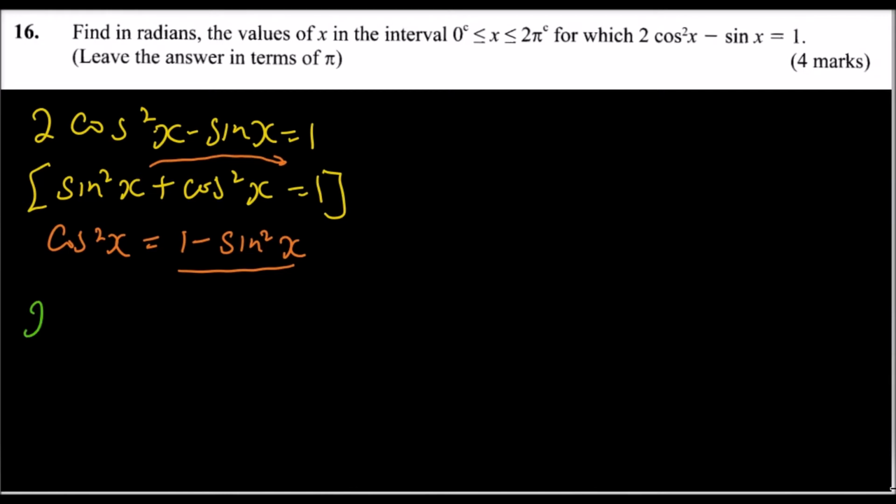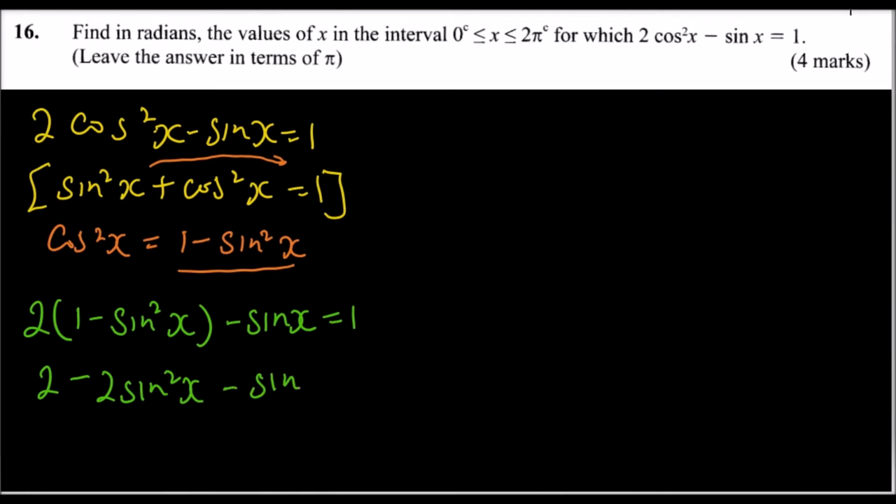So instead of putting cos squared x, we now put 1 minus sine squared x in brackets, minus sine x is equal to 1. Now we have one unknown. We open the bracket: 2 minus 2 sine squared x minus sine x is equal to 1. Let's take everything to the other side, across the equal sign. So this will be positive: 2 sine squared x, plus sine x, and 2 will become minus, plus 1 minus 2 is equal to 0.